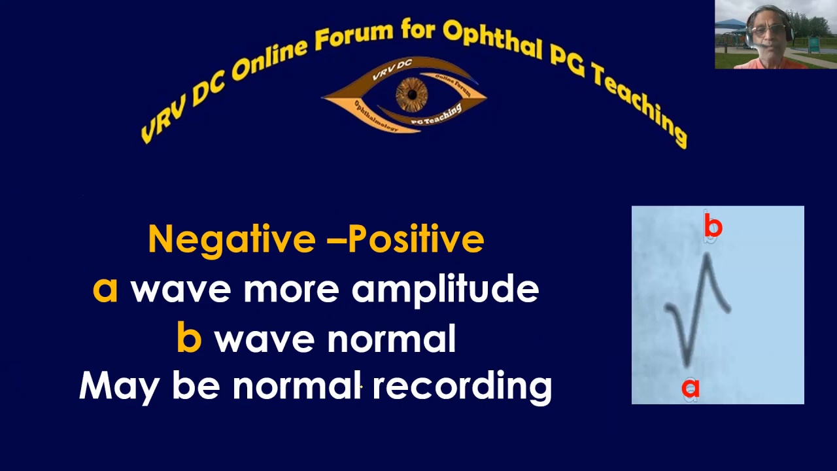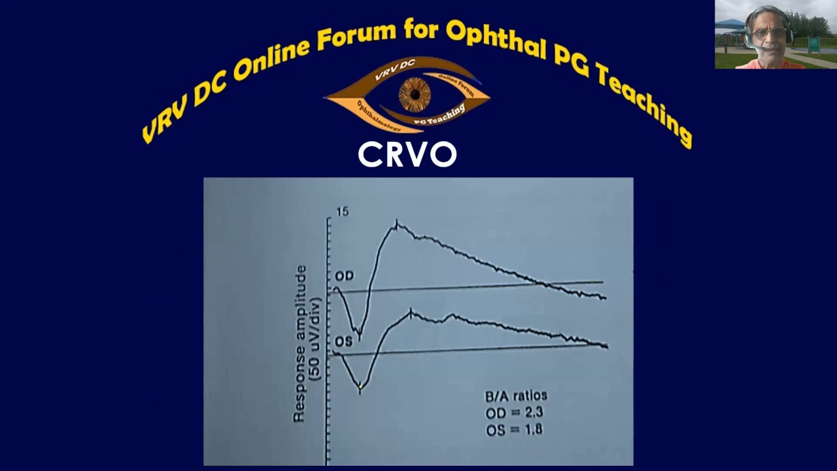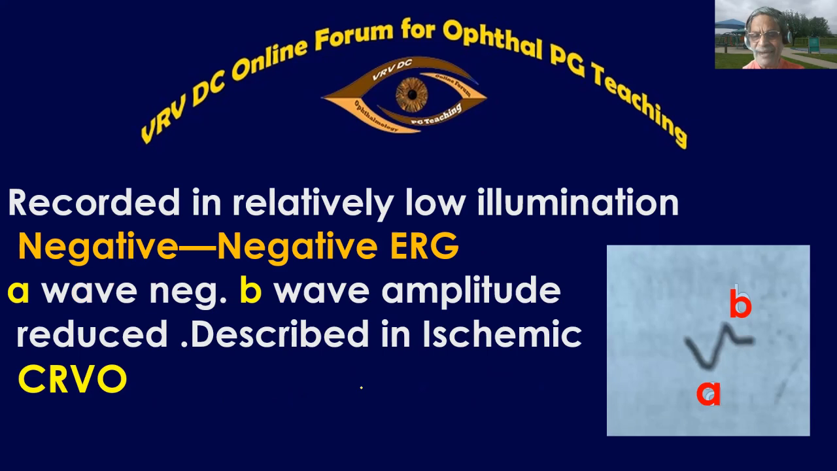One more thing is the negative positive. What do you mean by negative positive? The A wave will have more amplitude. The B wave may be normal. Negative positive means one is positive, that means B wave is normal, and the A wave negative is more. But it has no significance. These are normal recordings sometimes. Don't bother about this. It's some of the terminology they can ask in exams. What is negative negative ERG, sir? They will ask you. Just know this. Negative negative ERG means dim illumination: A wave is negative, B wave amplitude is coming down.